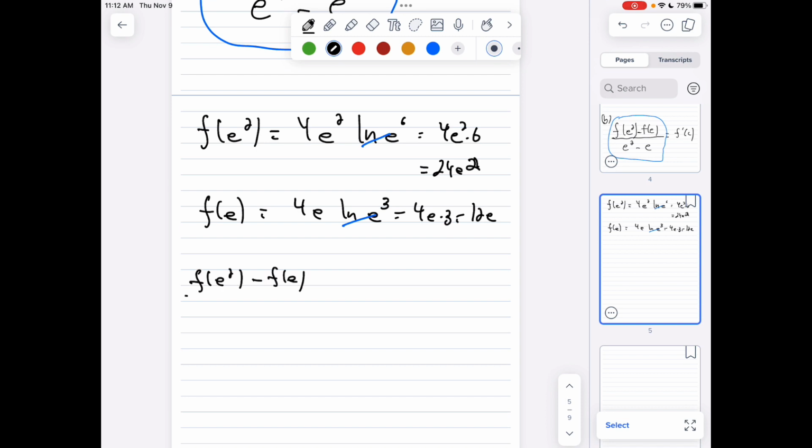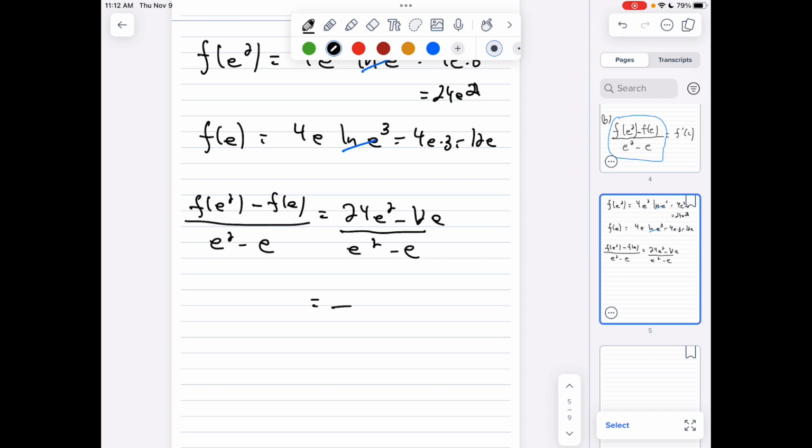So when we compute all of this right here, you would get 24e squared minus 12e all over e squared minus e. And notice you can factor an e out of both the numerator and denominator, and you could cancel that after you factor, and this is what you'd have left. So if I were you, I'd stop and work this out.